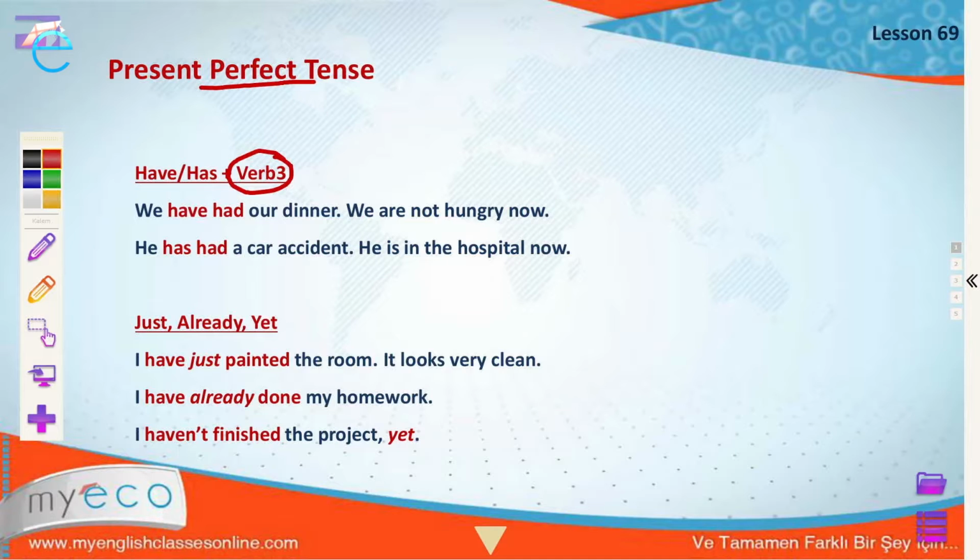For example, swim, swam, and swum. I have swum in the sea, for example. And the verb 3 for have is had. For example, we have had our dinner. That's we have eaten our dinner. We are not hungry now.